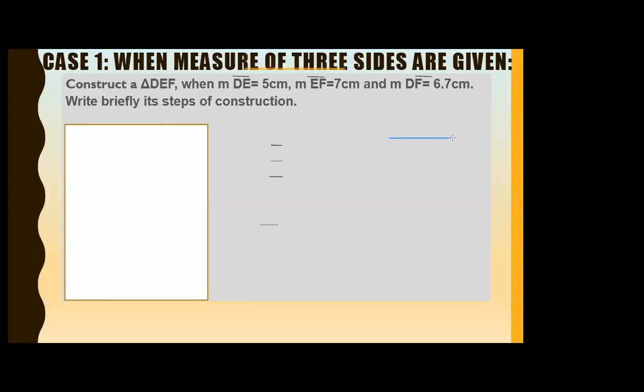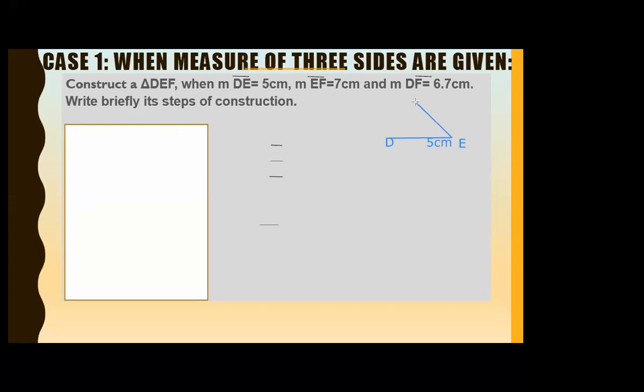First we have to draw DE of 5 centimeter. Take DE. Here we get D, and here we get E. Beta, please, vertices must be written with capital letters. Please don't write D and E with small letters. So we have to draw DE equal to 5 centimeter. Then what we have to do, beta, EF is given. So EF must be drawn. Where must it be drawn?